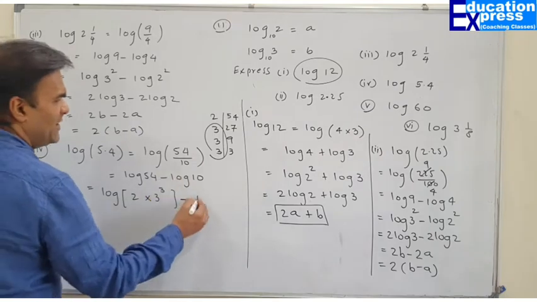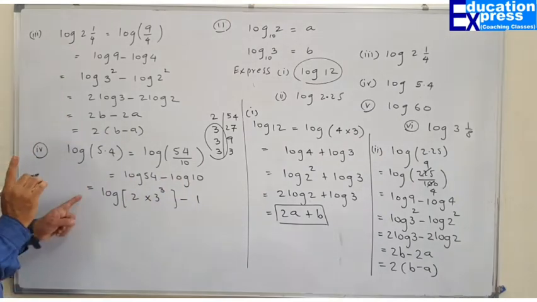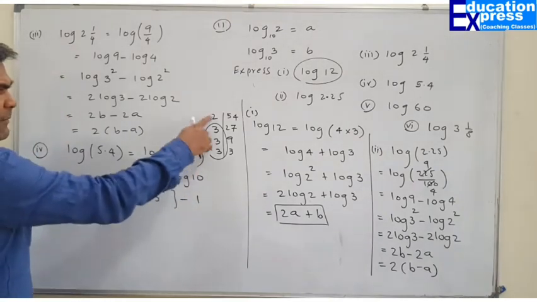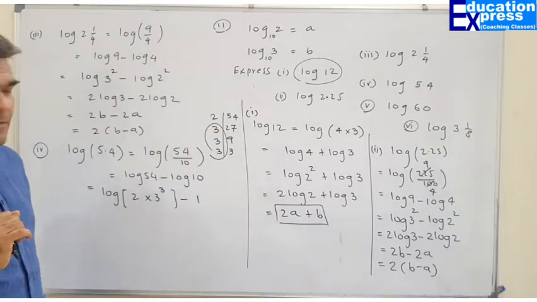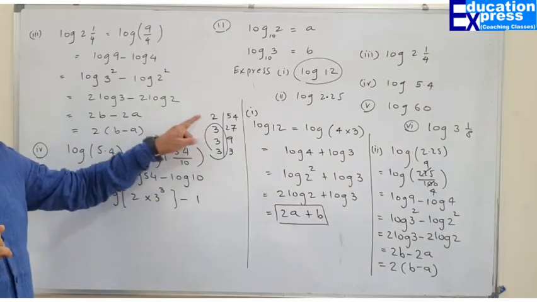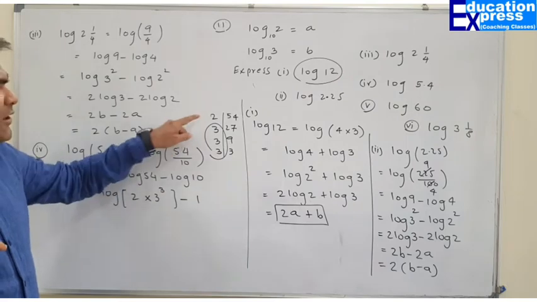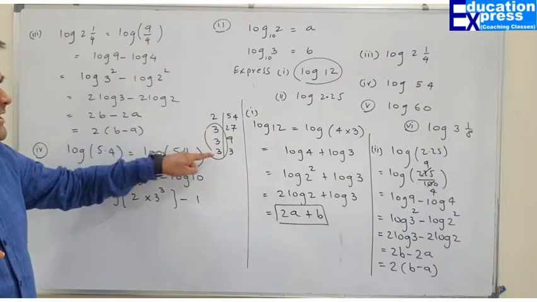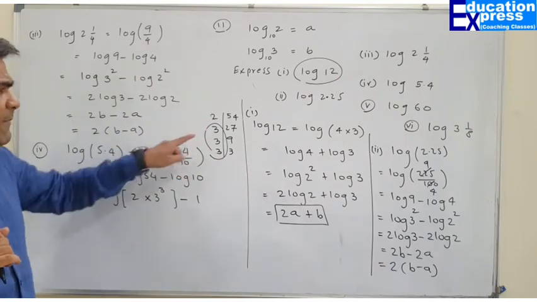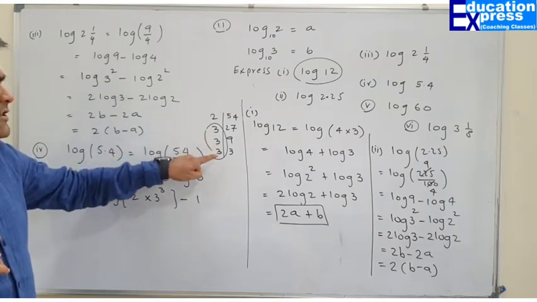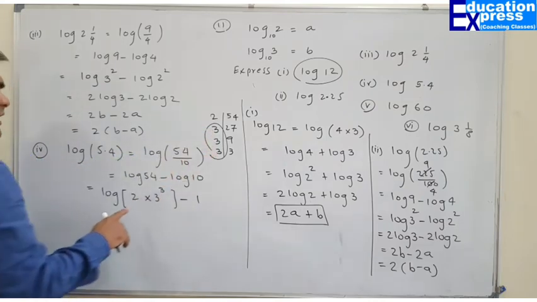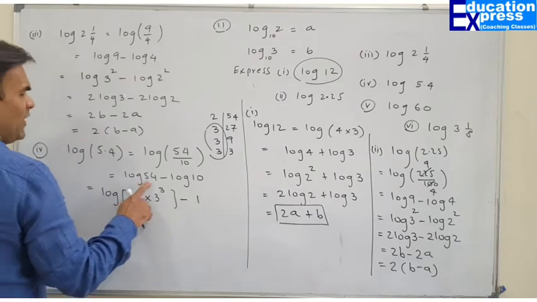So log 10 is 1. So I wrote 1. So we know the value of 54 by prime factorization method. 2, 3, 3, 3. So 2 is over here. 3 into 3, 9. 3s are 27. So we have this 27 into 2, 54.